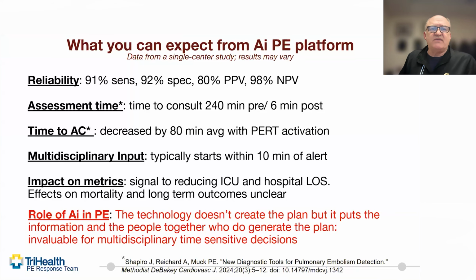But in conclusion, I think that acute PE is a particularly fertile ground for AI, where rapid, immediate access to data are necessary, multiple disciplines are required to weigh in real time, and a time-sensitive decision is needed.